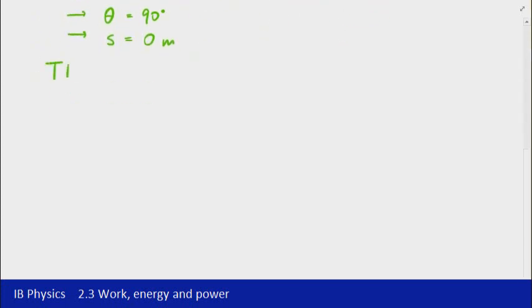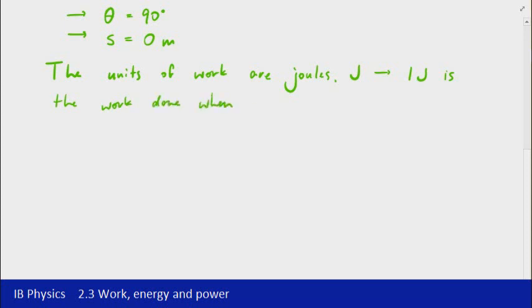Now the units of work, the quantity of work, we need some units to measure it. The units of work are measured in joules. So joules, the symbol has a capital J, and 1 joule is the work done when a 1 Newton force moves an object by 1 meter.